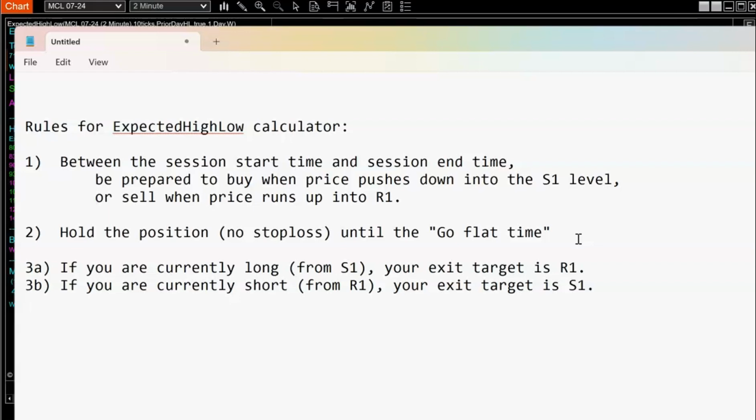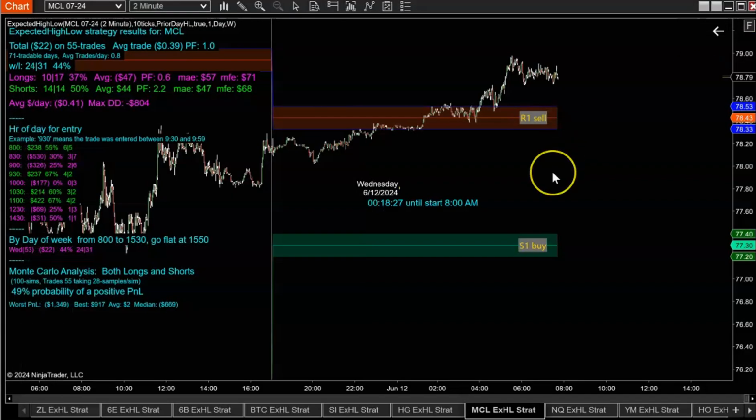Any one trade should not blow out your account. No trades should blow out your account. If you risk small, your mathematical chances of success increase greatly. And the last ones here are 3A and 3B. If you're currently long from S1, your exit target is R1. So you're going to sell when you hit the upper resistance level. And if you're currently short from R1, your exit target is S1. So very simple rules. That's what this analysis does.